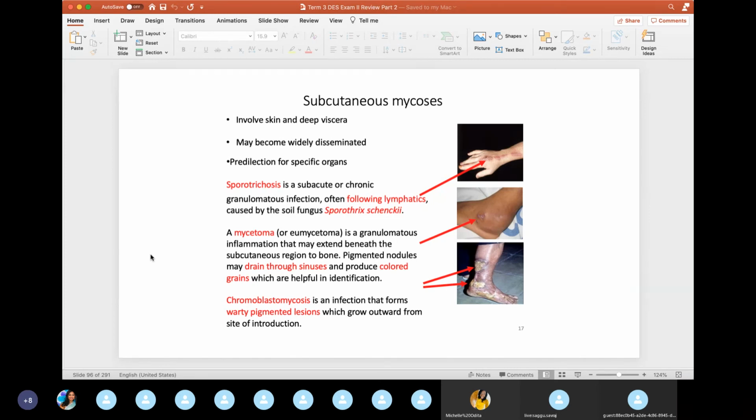Let's summarize the high yield points. Sporotrichosis, causative agent Sporothrix schenckii, rose gardener's disease. This infection follows the lymphatics, so it ascends the lymphatics. Next, mycetoma. It's a granulomatous infection that extends beneath the subcutaneous region to the bone. It may drain through sinuses and produce colored grains. The worst of the subcutaneous mycoses, chromoblastomycosis. You have warty, pigmented lesions.